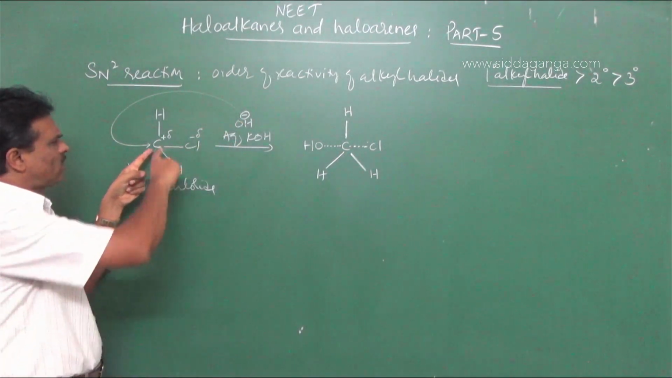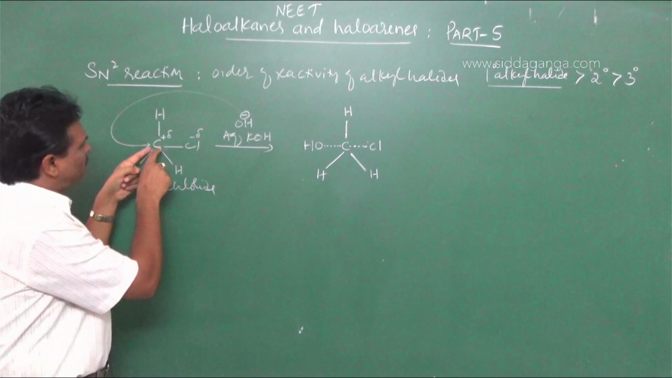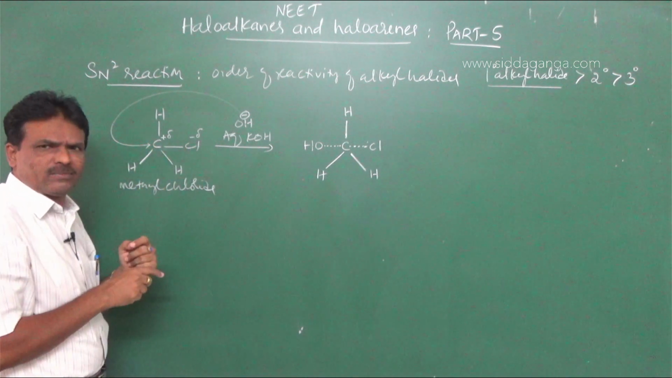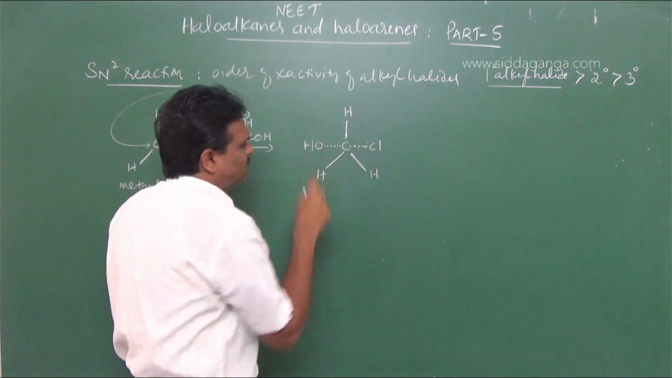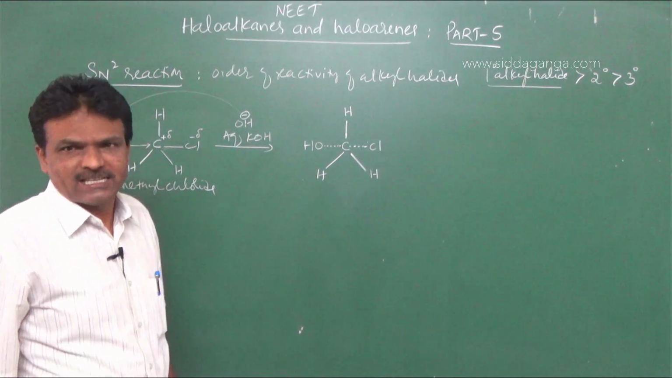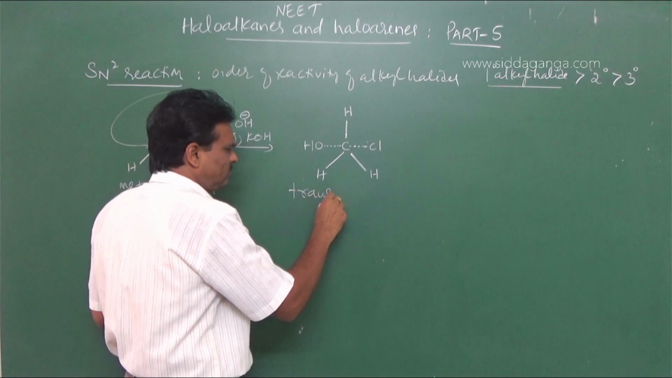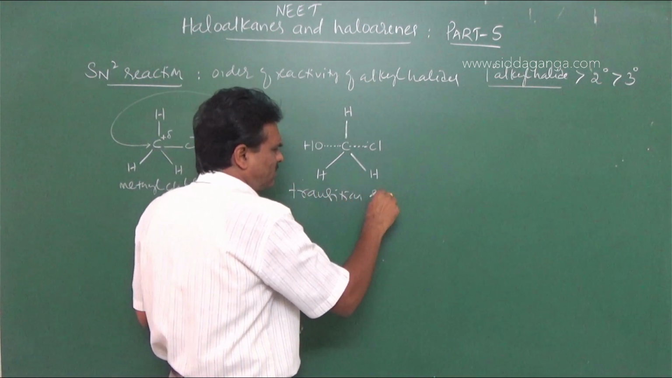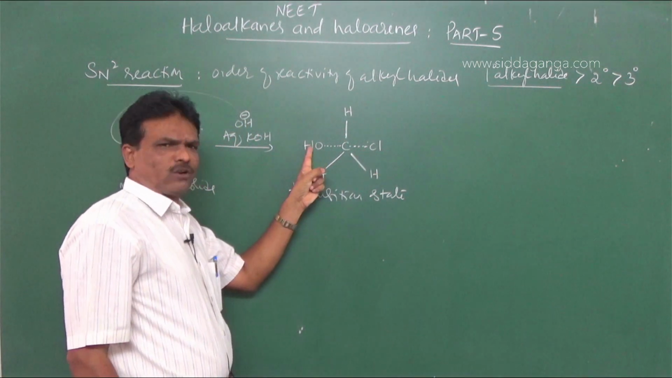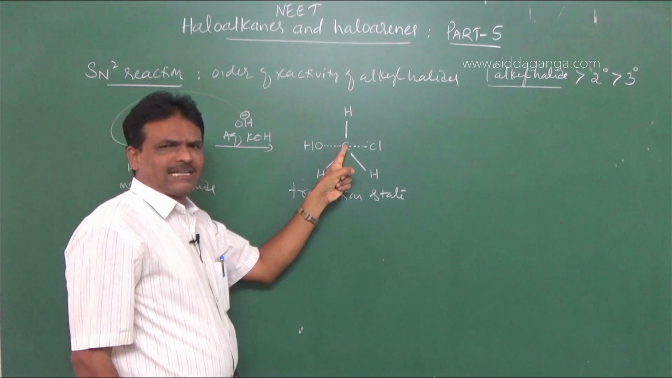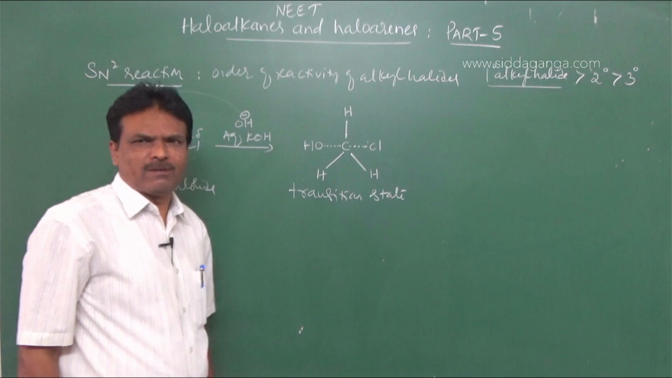So a new bond is formed between the carbon atom and the nucleophile, and the old bond between the carbon and the chlorine breaks. So formation of the C-OH bond and breaking of the C-Cl bond occur simultaneously. Hence there exists a transition state, in which both chlorine and the OH group are partially bonded with the carbon atom.